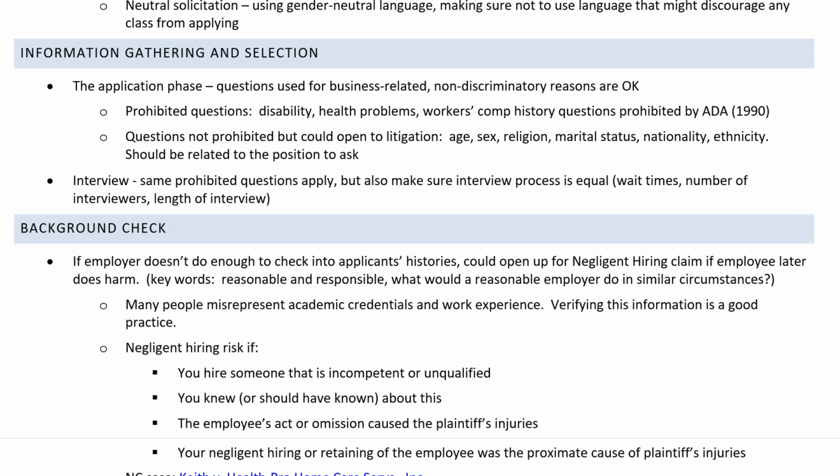Okay, questions that aren't outright prohibited but could open me to litigation later. Things that are asking about age, about sex or gender, about religion, about a person's marital status, about their nationality, about their ethnicity. I have to make sure, or I should make sure, that my questions are related to the position if I'm asking about something. And it's not that I can't talk about age, gender, religion, all that stuff.